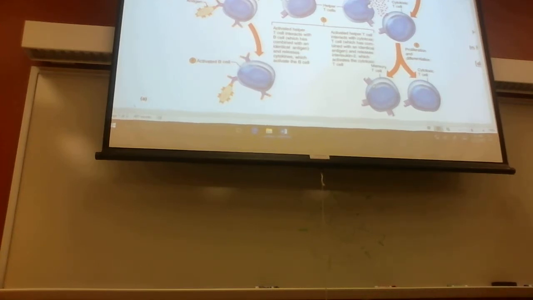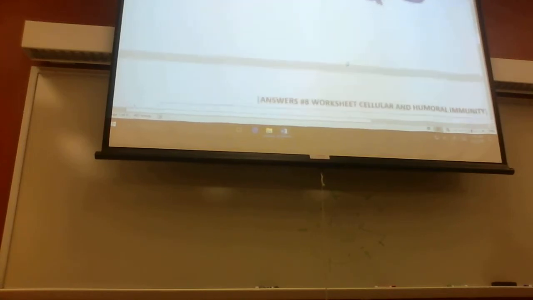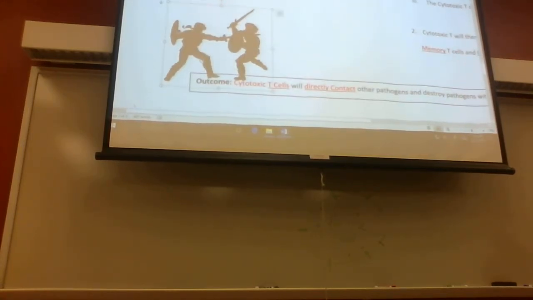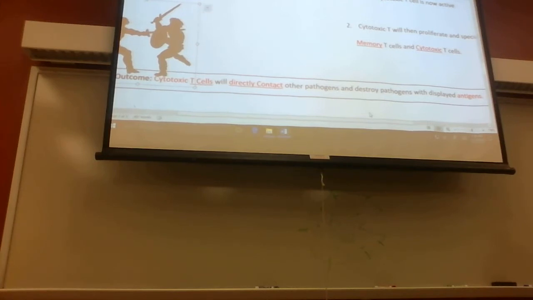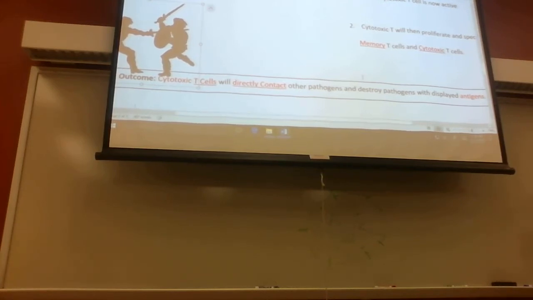And then those memory T cells later on down the line are like they're in training, but they'll eventually turn back into cytotoxic T cells. But yeah, pretty neat. So the outcome, when we look at the bottom again, here's our cellular mediated response. Cytotoxic T cells will directly contact other pathogens and destroy pathogens with the displayed antigens. So that is the method of killing. Are these snipers or soldiers, I guess? And the cytotoxic T cells are most definitely your soldiers. Or your archers, or your humoral.